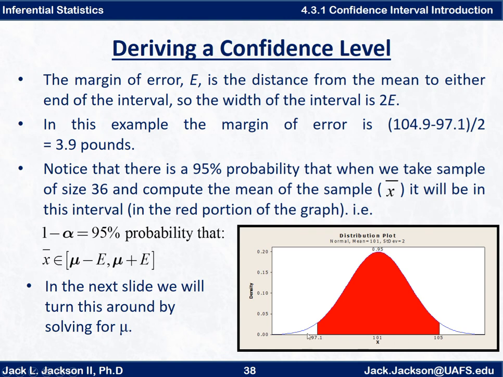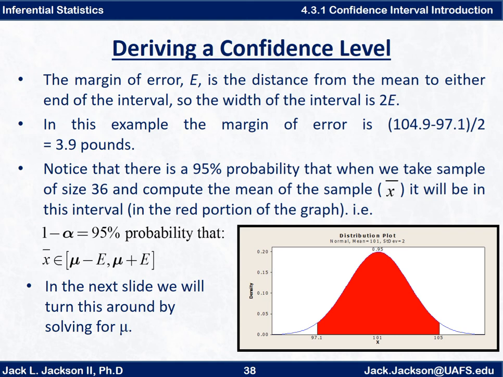Now, this is the width of the interval we're going to look for. So we're going to use this to find the margin of error. So the margin of error is the distance from the mean up to this top number and the mean down. So this whole interval is 2e in width. So what does that mean? Well, the whole length of the interval is this top number minus the bottom number. Here it is to the tenths: 104.9 minus 97.1. That difference is 2e. Divide by 2, and we get e is 3.9 pounds. So the margin of error is 3.9.